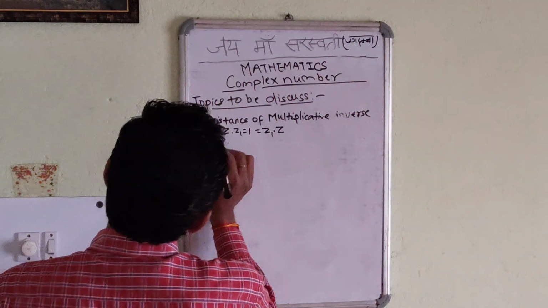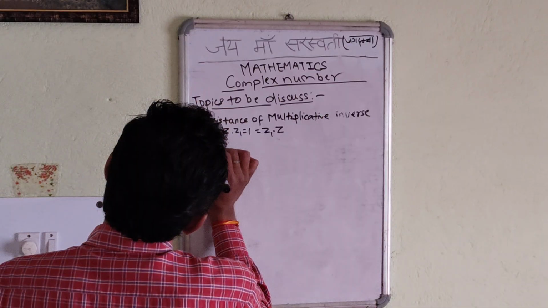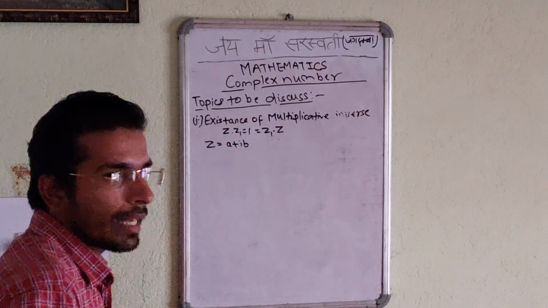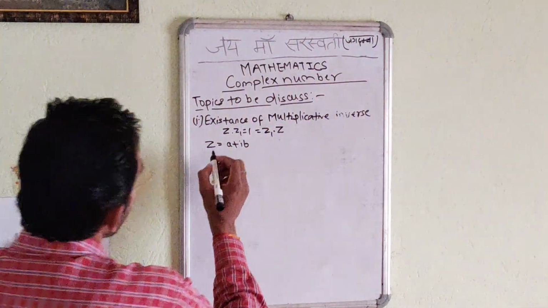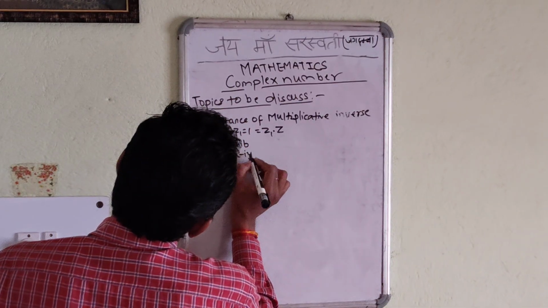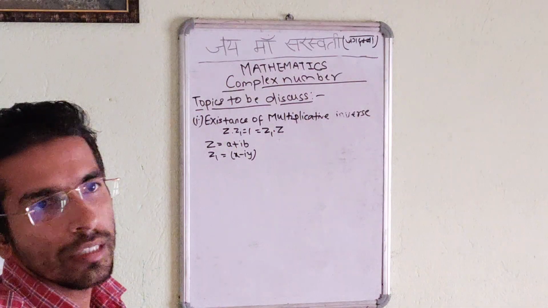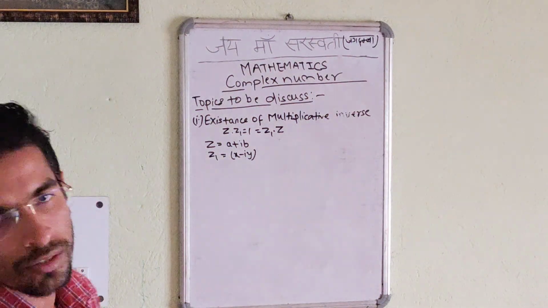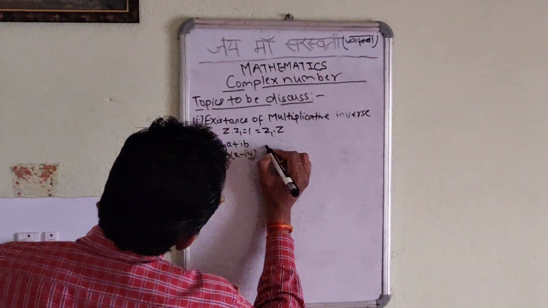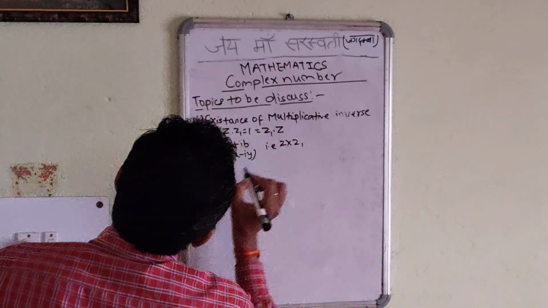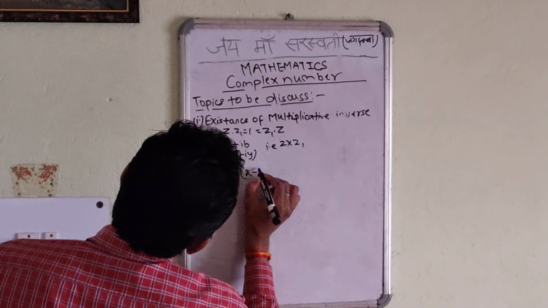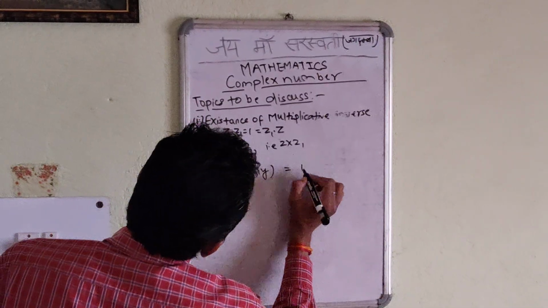Suppose we take one complex number z = a + ib. Understood? And the second complex number is z1 = x - iy. So it is written here as a + ib and x - iy. Now we will see the product of the two complex numbers, that is z into z1, (a + ib)(x - iy) is equal to 1.